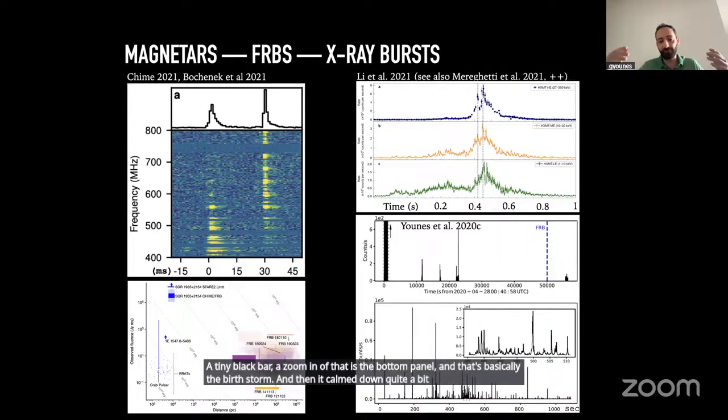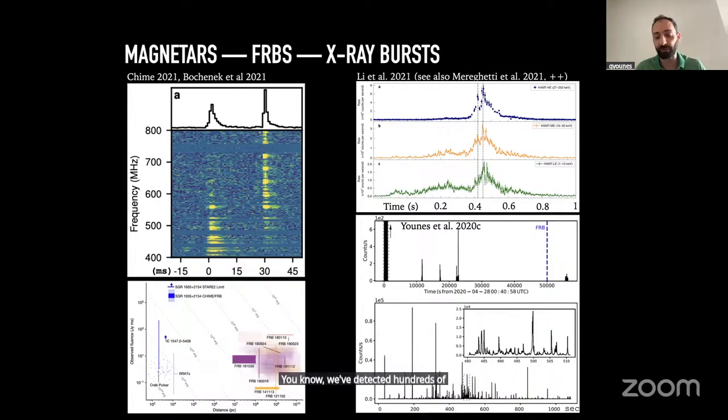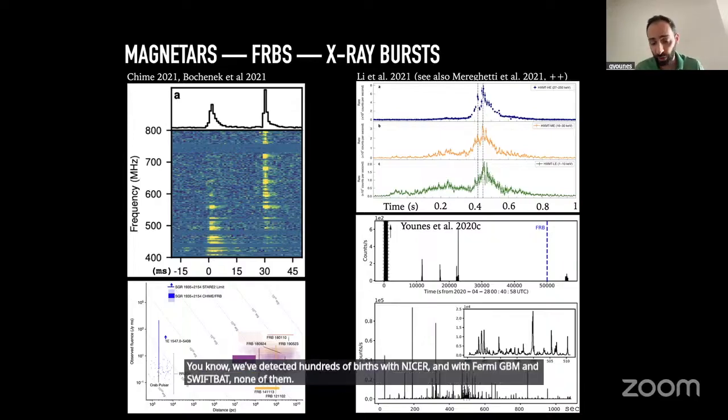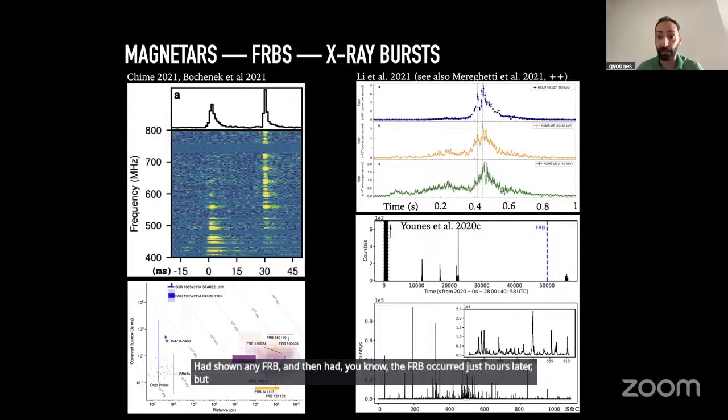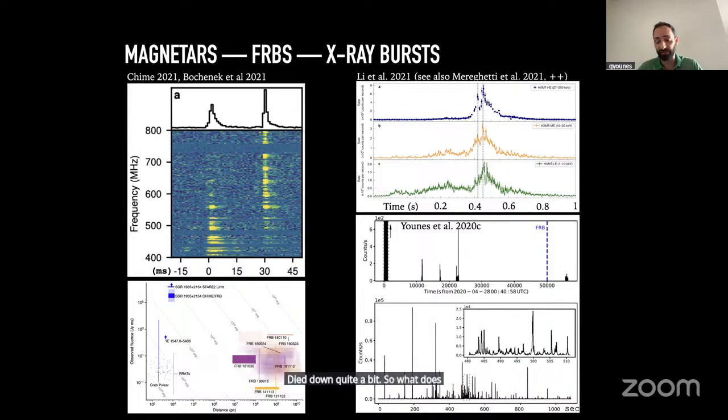During the burst storm, we detected hundreds of bursts with NICER and with Fermi GBM and Swift BAT. None of them showed any FRB, and then the FRB occurred just hours later, but the source had died down quite a bit. So what does that mean? Is it just simply a coincidence? I don't know the answer to that, but that's something to keep in mind.